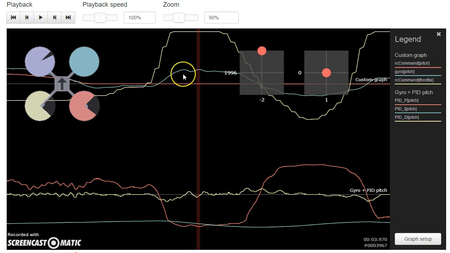Why did the copter pitch forward? That's the next question we should consider. Well, it's usually the case that a copter is not perfectly aerodynamically symmetrical, if you will, that the center of thrust is not directly in front of the center of gravity.